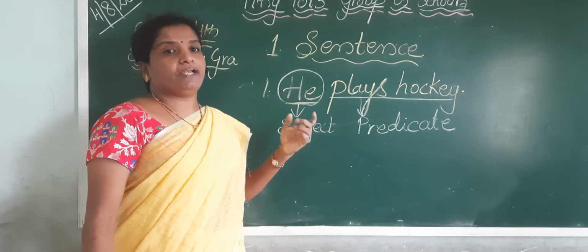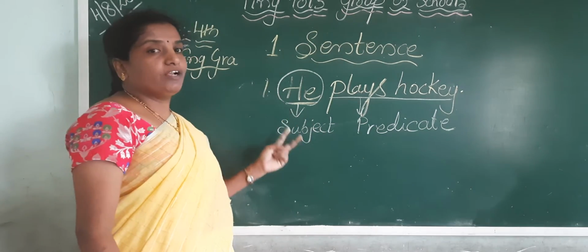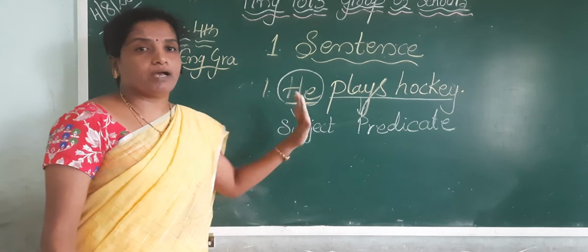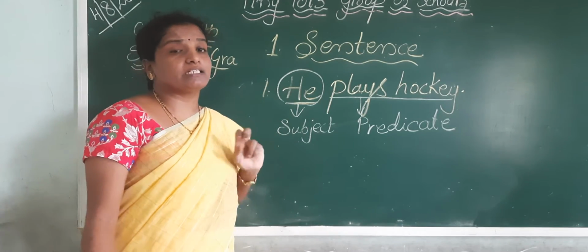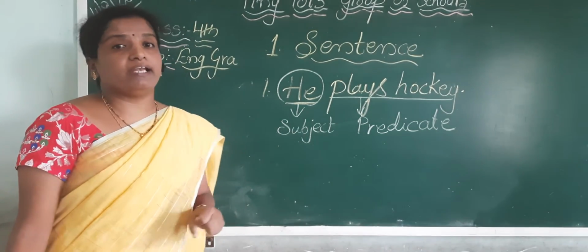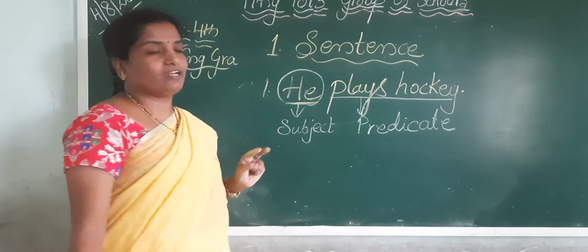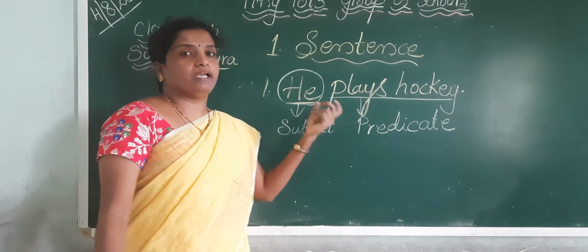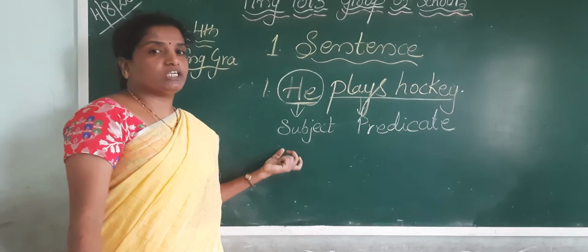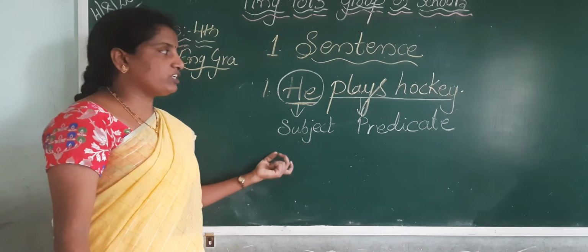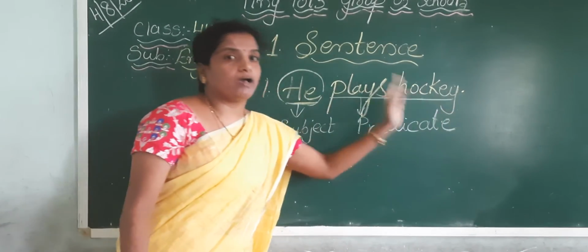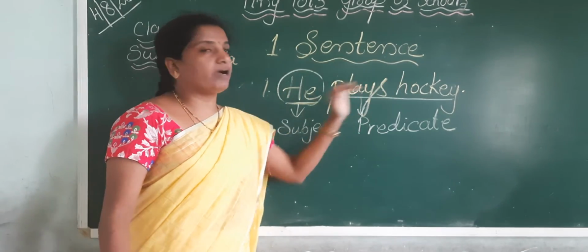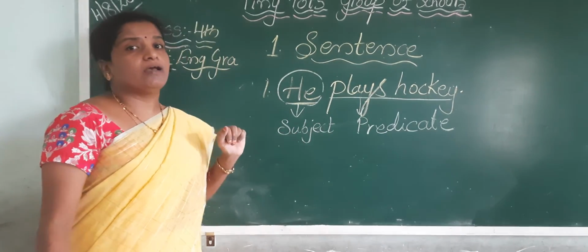Subject and predicate. Here we got two parts. How many parts can we divide a sentence into? We can divide a sentence into two parts, children. What are they? Subject and predicate. The doer of the action is known as the subject and the remaining part is known as the predicate.